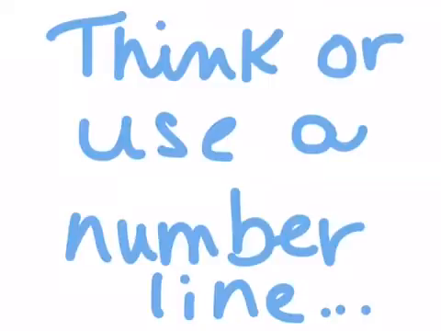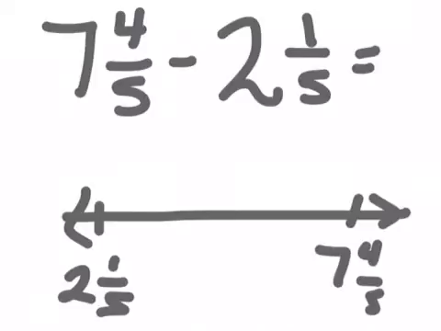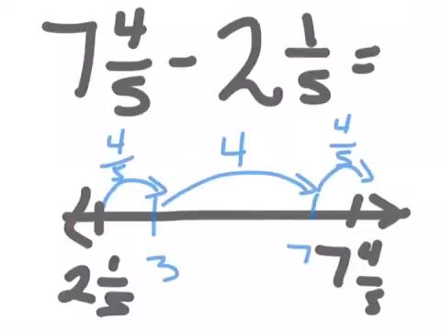Next thing I want you to do is think or use a number line. So again, similar to what we did with our decimal numbers, you're going to write what's the difference between 2 and 1/5 and 7 and 4/5. Next, you're going to jump towards the nearest whole number.